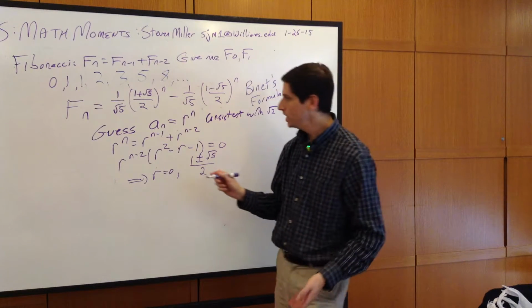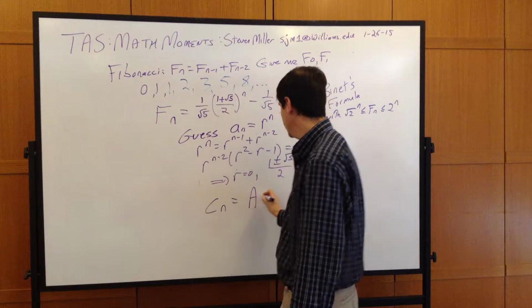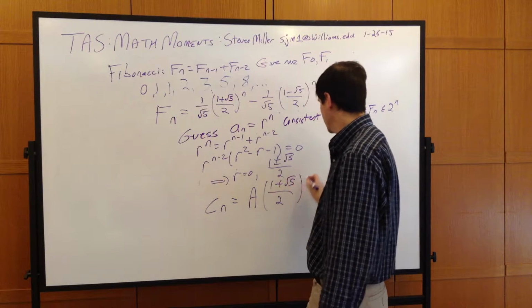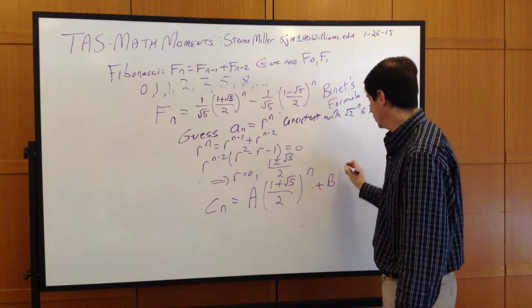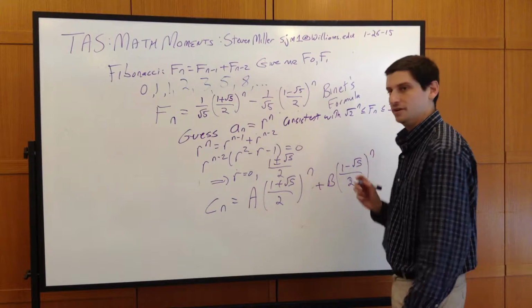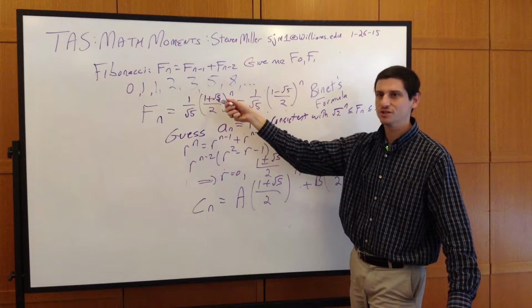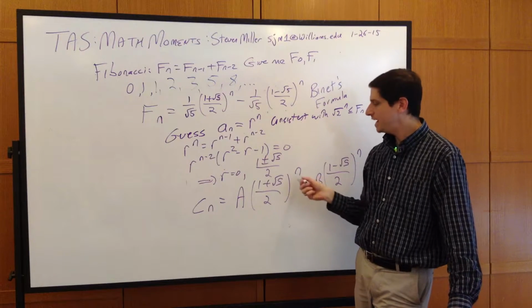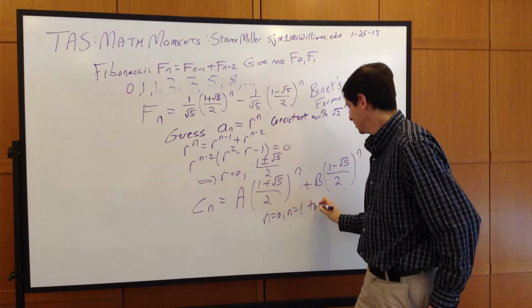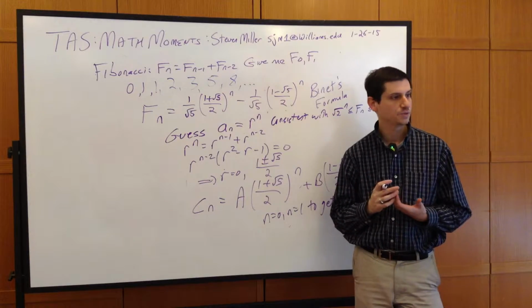And from what we saw before, this leads to the general solution. Try something of the form C_n equals a times ((1 plus root 5)/2) to the n, plus b times ((1 minus root 5)/2) to the n. And now that's looking a lot like this. We have the correct growth rates here. And now we just choose n equals 0 and n equals 1 to get a and b. And that's how you would prove Binet's formula.